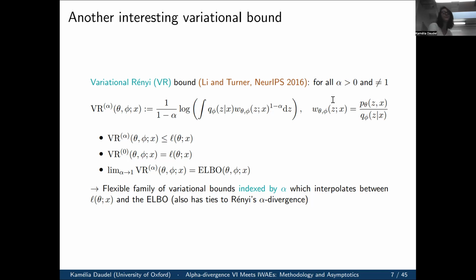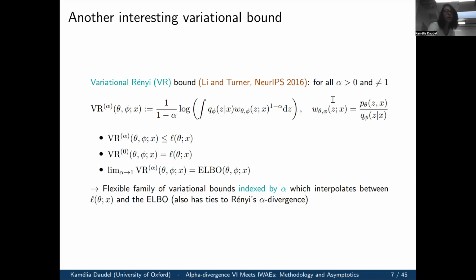I'm just going to mention it briefly, but this variational Rényi bound is in fact tied to another divergence. If you're a bit familiar with variational inference, you know that there's the Kullback-Leibler divergence involved. And in fact, if you work with the variational Rényi bound, you're working with a generalization of the Kullback-Leibler divergence, which is called Rényi's alpha divergence. I can give more detail if you ask me later.